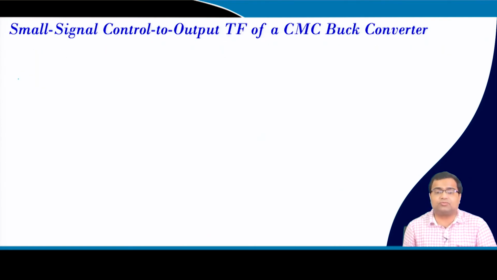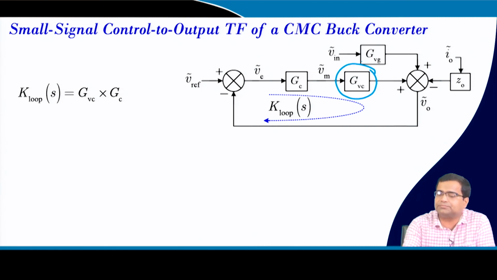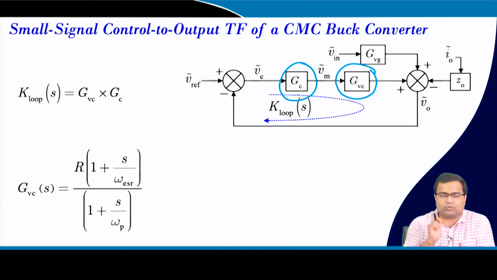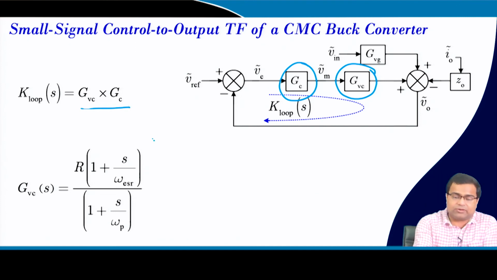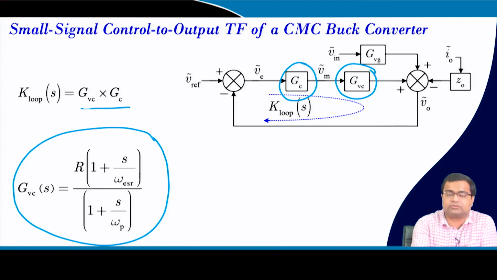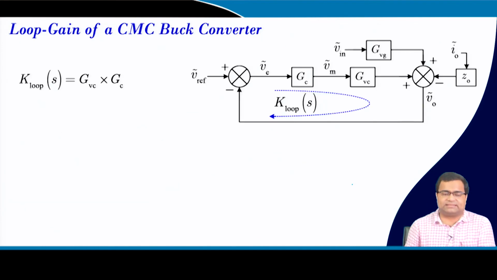Now, with the control to output transfer function, we want to design current mode control. So, the current mode control, we are now designing with a first order model. This is the control to output transfer function, then we are designing a compensator, and this is my loop transfer function. So, what is the loop transfer function? It is the product of the control to output transfer function and the controller, and this is the control to output transfer function for the first order model, and we know all this expression, we have already discussed. Now, the loop gain analysis.